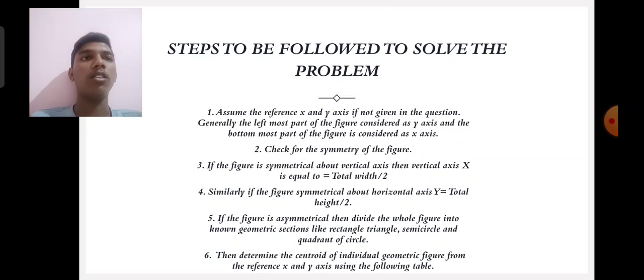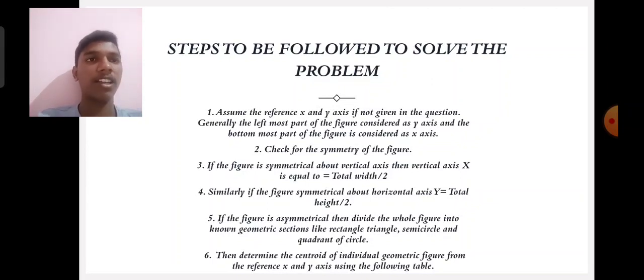Steps to be followed to solve the problem. Assume the reference x and y axis if not given in the question. Generally, the leftmost part of the figure is considered as the y axis and the bottommost part of the figure is considered as the x axis. Check for the symmetry of the figure. If the figure is symmetrical about the vertical axis, then x bar is equal to total width by 2. Similarly, if the figure is symmetrical about the horizontal axis, y bar is equal to total height by 2.